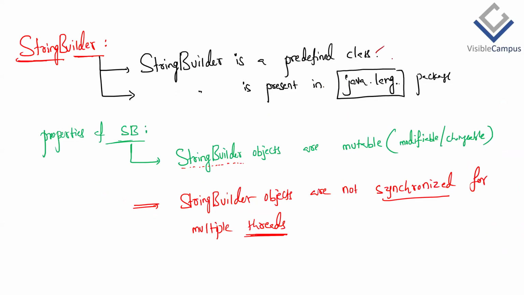It's a predefined class present in the java.lang package. And when it comes to properties, string builder objects are mutable. String is immutable. That's why we come up with a solution called string builders, which are mutable, meaning modifiable or changeable. One more property is that string builder objects are not synchronized for multiple threads.